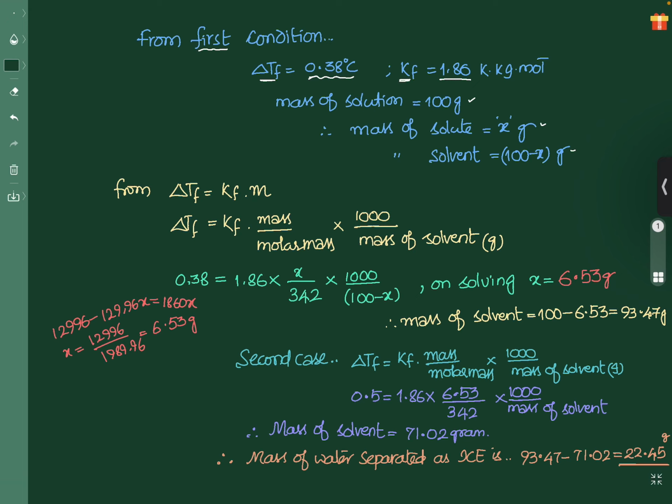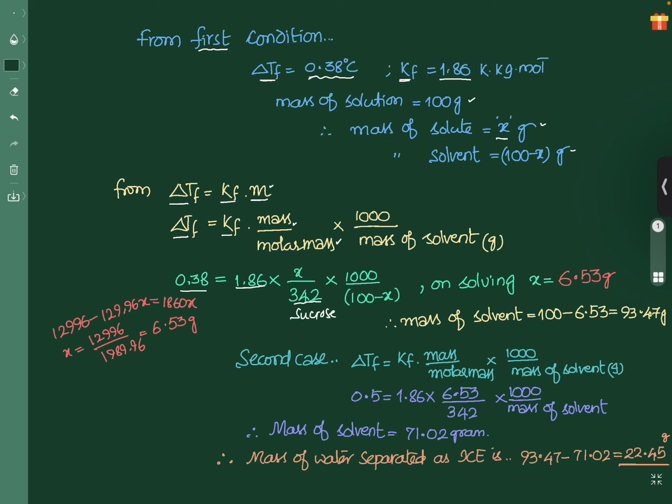According to the concept, delta Tf is equal to Kf into m, our regular formula. Here delta Tf is 0.38, Kf is 1.86. In place of molality, I am writing mass by molar mass into 1000 by mass of solvent. Very regular formula. Here I have taken the mass of the solute as x, and the molar mass is 342 because this is sucrose solution.